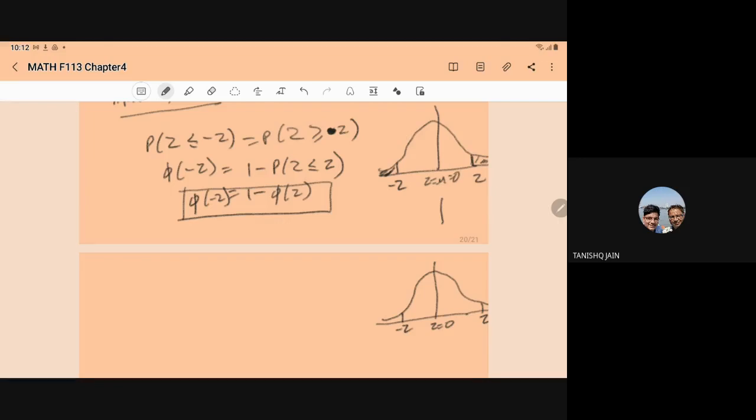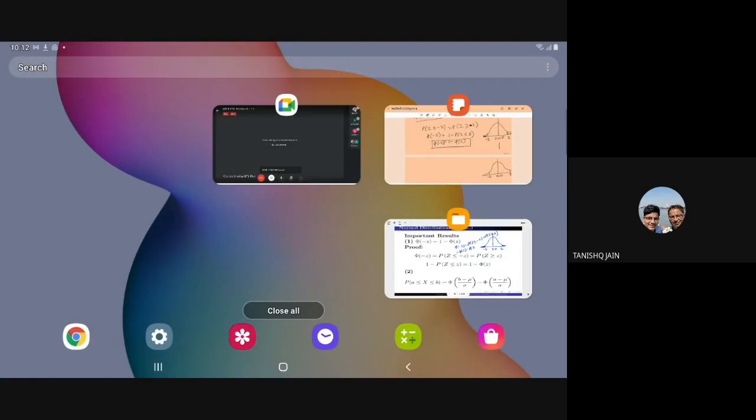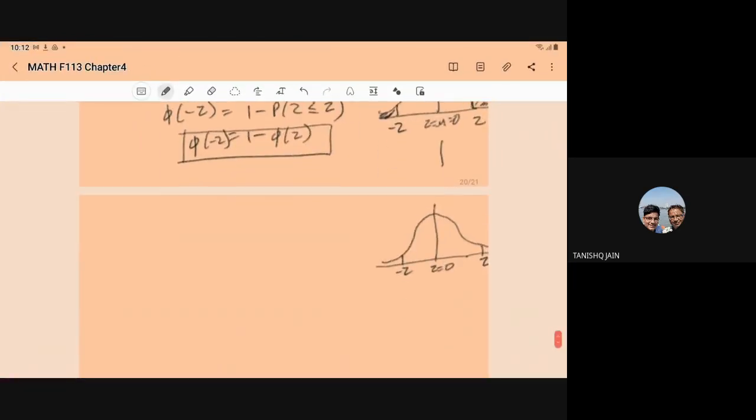That's why now I have changed the notation to z instead of x. Okay, sir. Is it clear now? Zero is clear.